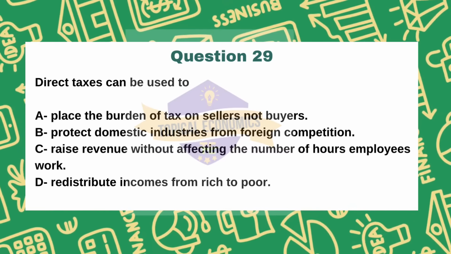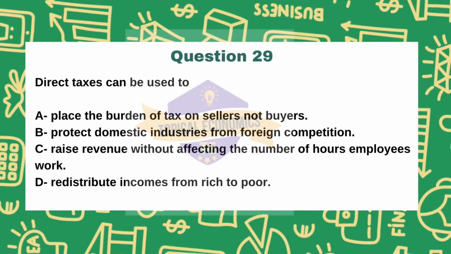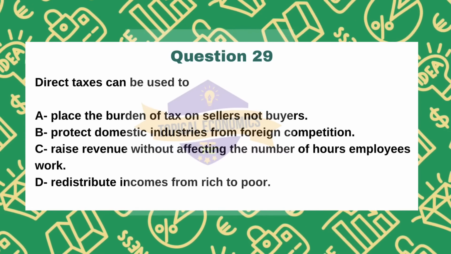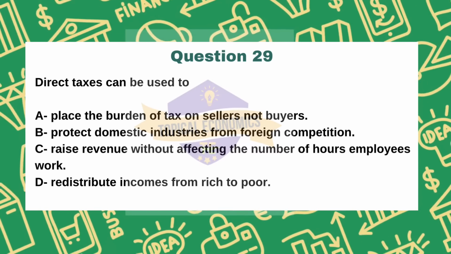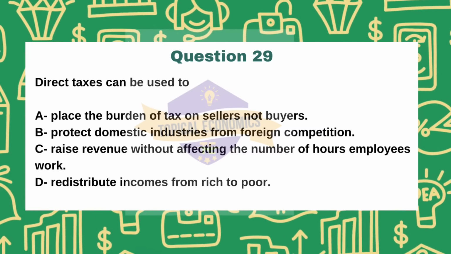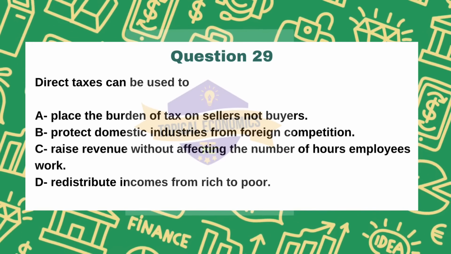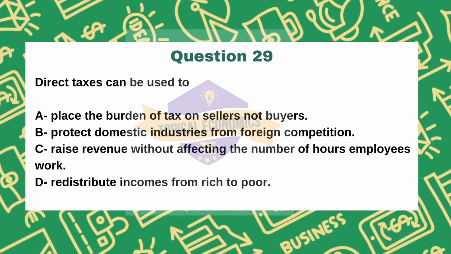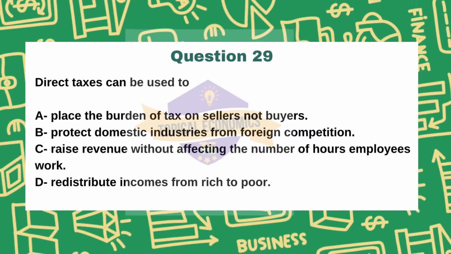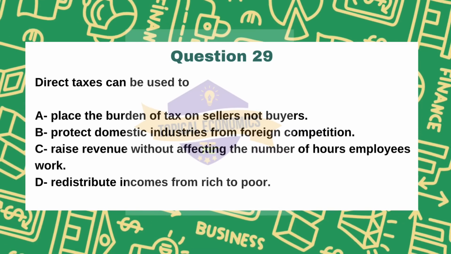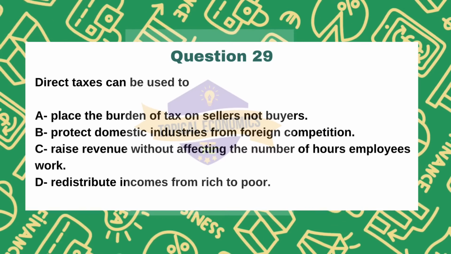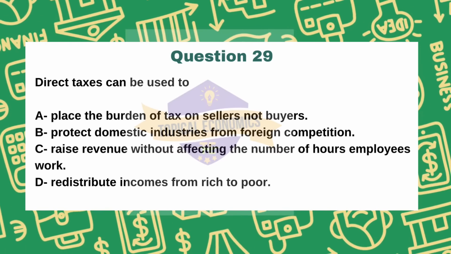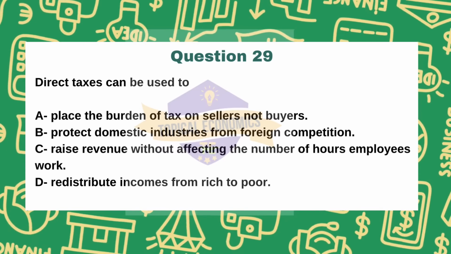Direct taxes, such as income tax and wealth tax, can be structured in a way that places a higher tax burden on higher income earners compared to lower income earners. This progressive nature of direct taxes helps to redistribute wealth within the economy, contributing to social equity and reducing income inequality. Analyzing the other options. Option A. Place the burden of tax on sellers, not buyers, more accurately describes indirect taxes, where the seller collects the tax from the buyer. Option B. Protect domestic industries from foreign competition.